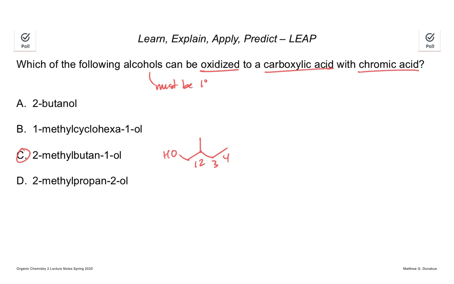I would say don't get fooled by B. Even though it says 1, there's also a substituent at the 1 position. So that's a tertiary alcohol. The same thing holds true for D. That would also be tertiary.